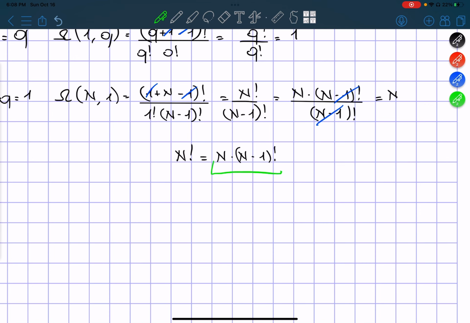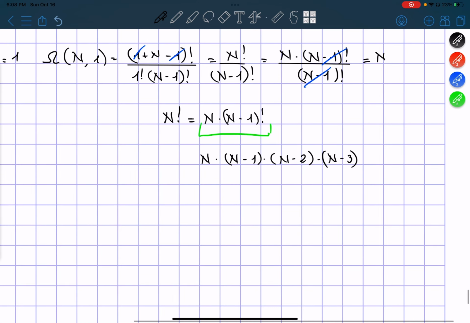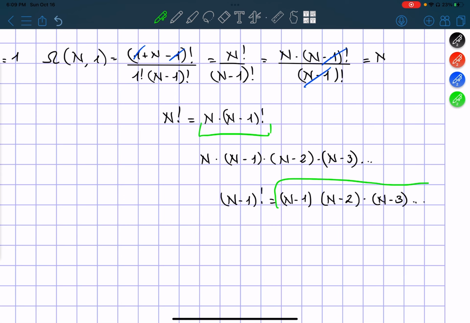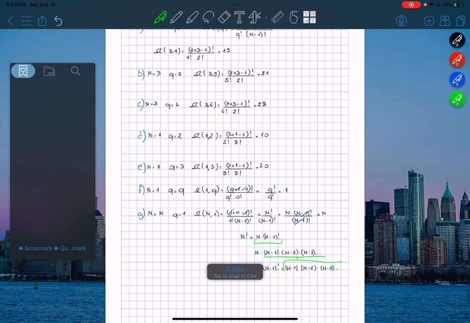Now I want to go back to this one, just in case you don't really get it. n factorial is simply equal to n times n minus 1 times n minus 2 times n minus 3, and so on. At the same time, n minus 1 factorial is equal to n minus 1 times n minus 2 times n minus 3, and so on. So this part here is just simply going to be this part right here. You see the connection. And that's the end of exercise 2.5.